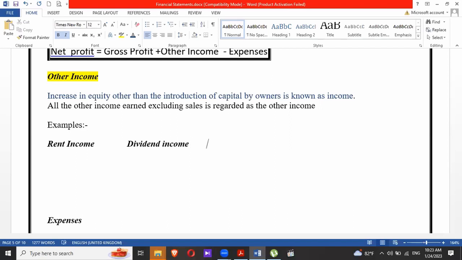Another one you can write is commission income. If your business acts as an agent of any mother company, you can earn commission income, right? Rent income, dividend income, commission income. The next one we can write is discount received. I'm giving examples for other income. Discount received.